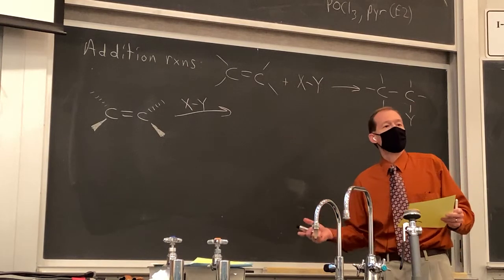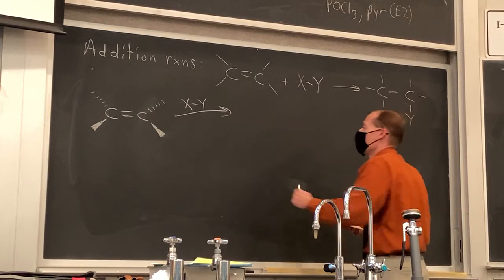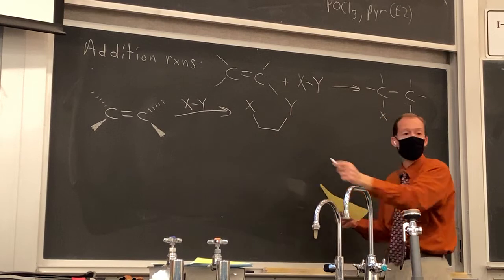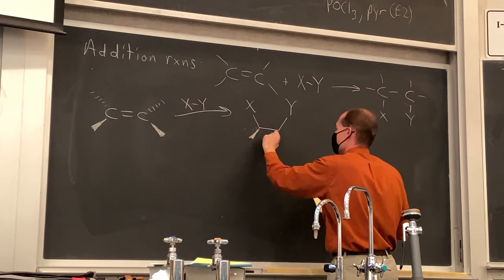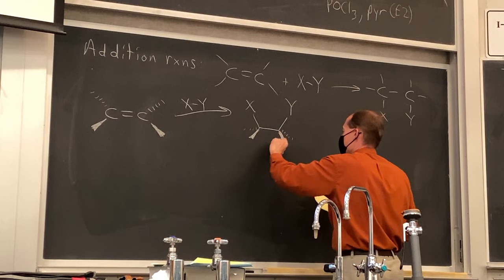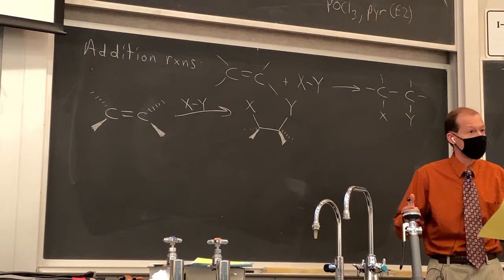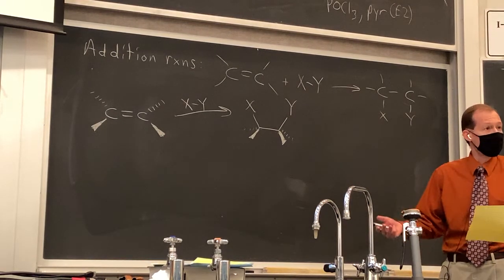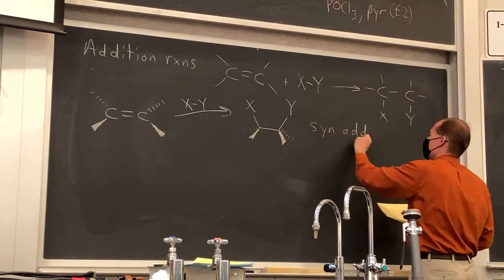The X and the Y can add to the same face, either the top face or the bottom face of the alkene, but you can have both of them on the same face. I'm going to go ahead and draw them both coming from the top face, in which case your product would look like this. Okay. And if these generic groups that I'm drawing with these wedges and dashes were different from each other, then there would be a difference in these two possible outcomes. But when X and Y come from the same face of the alkene, we refer to that as syn addition.